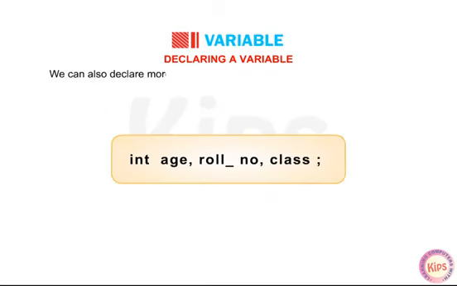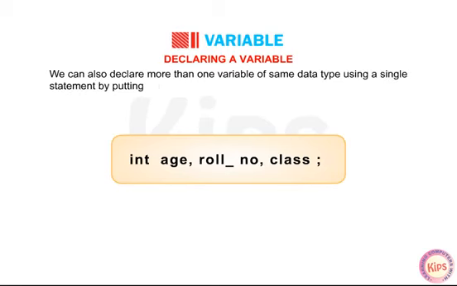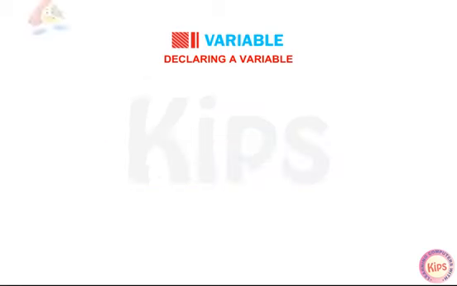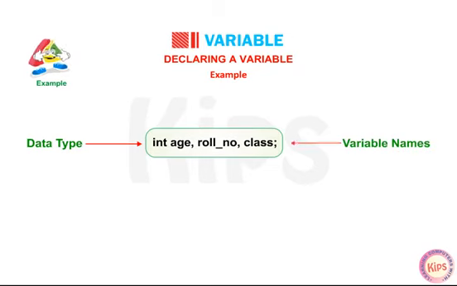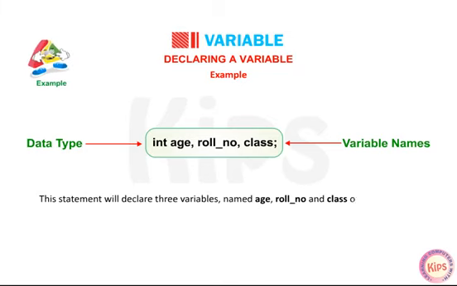We can also declare more than one variable of the same data type using a single statement by putting a comma in between. For example, int age, roll_number, class; This statement will declare three variables named age, roll number and class of data type integer.